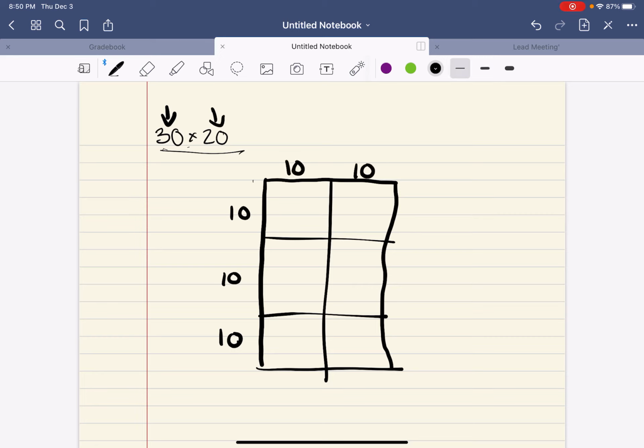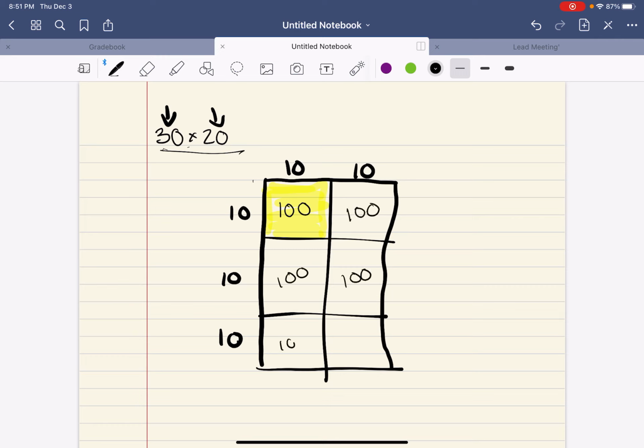Okay, so each of these boxes is a 10 by 10 box, and the area of those boxes is equal to 100 square units, or just 100. If you have a 10 by 10 array, you would have 100 items in your array. So each of these boxes is 100.